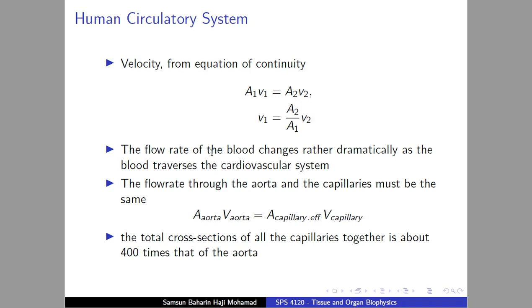Okay, the flow rate of the blood changes rather dynamically as the blood traverses the cardiovascular system. The flow rate through the aorta and the capillaries must be the same. So the total cross section of all capillaries is about 400 times that of the aorta. Okay, so we have this aorta and capillaries. So to make one aorta, for example, we need 400 capillaries bound together.